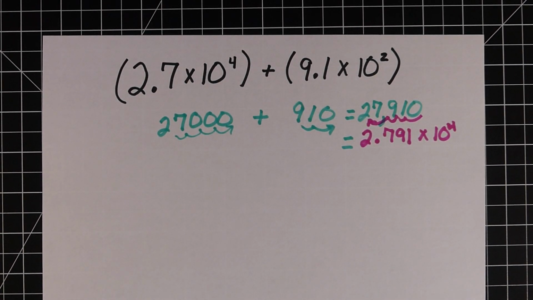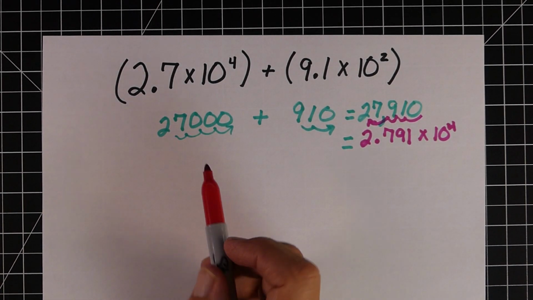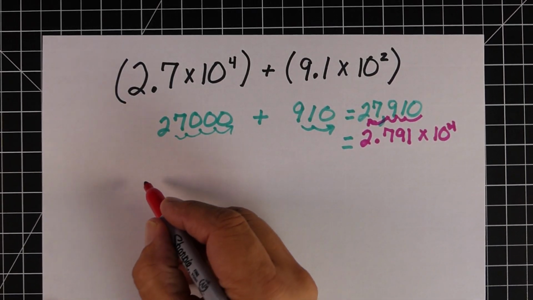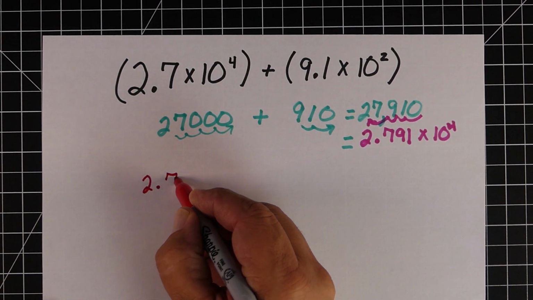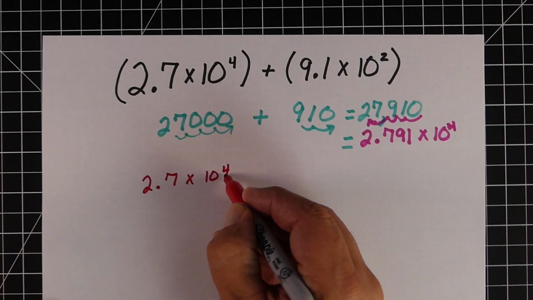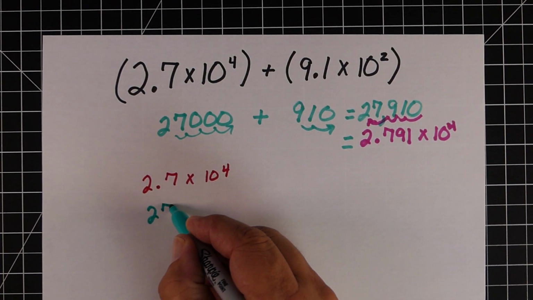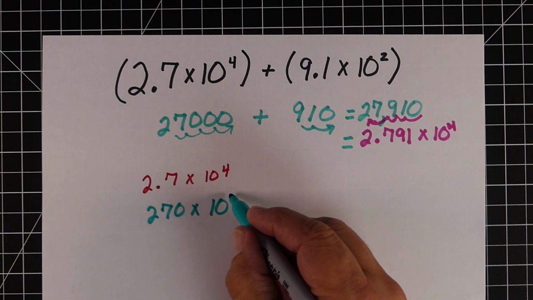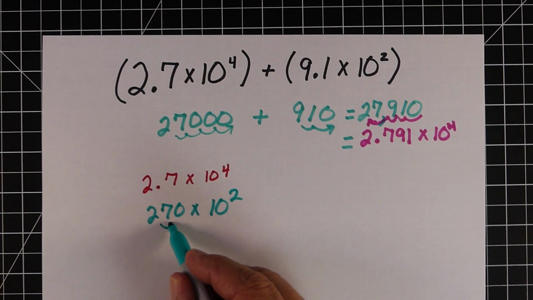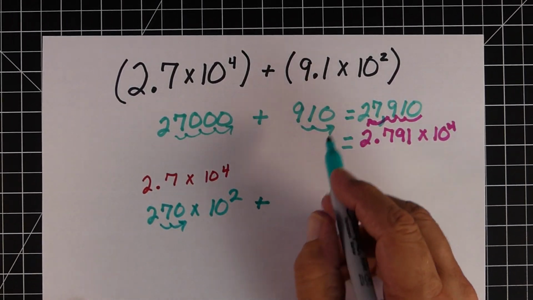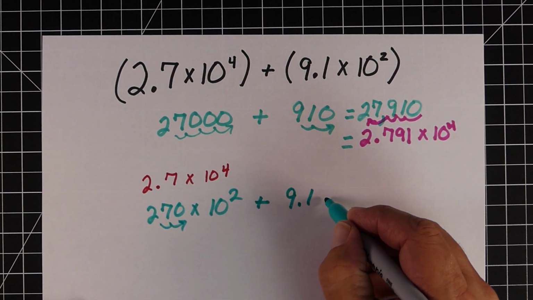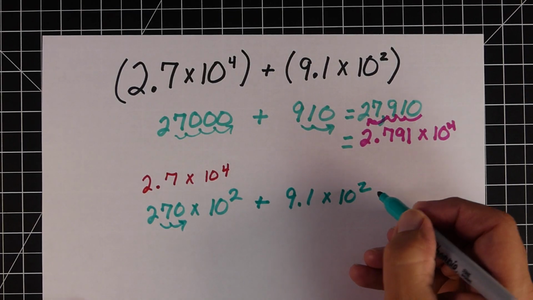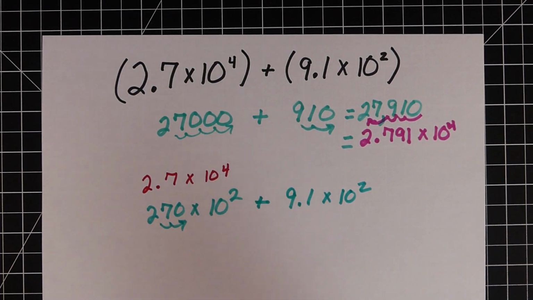So here's example number 3. We have our two scientific notations right here, 2.7 times 10 to the fourth plus 9.1 times 10 to the second. Now we could write them in standard form like we have up here and make it 27,000 plus 910 and then write it in scientific notation like we did. But we could also convert and make it so the exponents are the same. So in this case, we're going to try to make them into the second. So 2.7 times 10 to the fourth turned into 270 times 10 to the second.